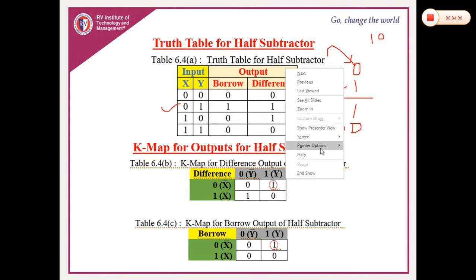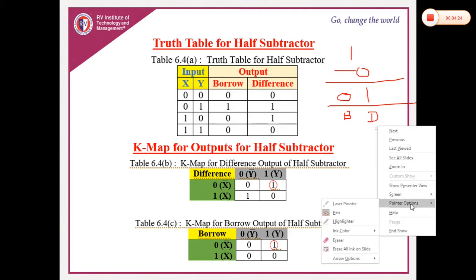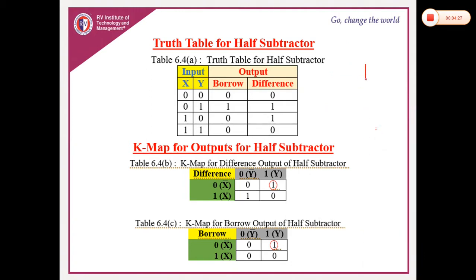The next combination is 1 0. 1 minus 0 is 1, so the difference is 1 and we have not taken any borrow, so borrow is 0. Then the final combination for a half subtractor is 1 minus 1. Basically 1 minus 1 is 0, so the difference is 0 and we have not taken any borrow, hence it is also 0. So that is all about the half subtractor.